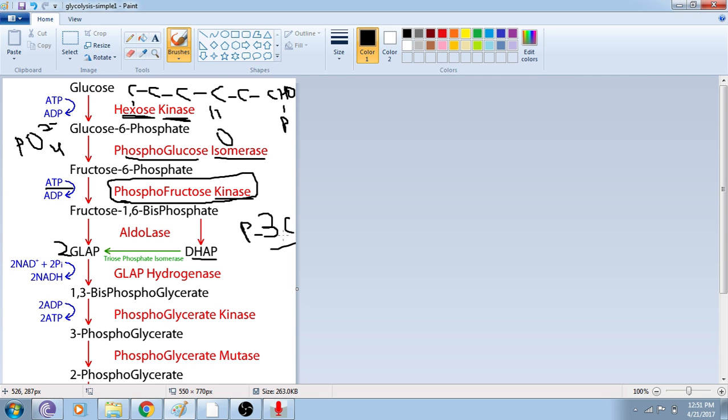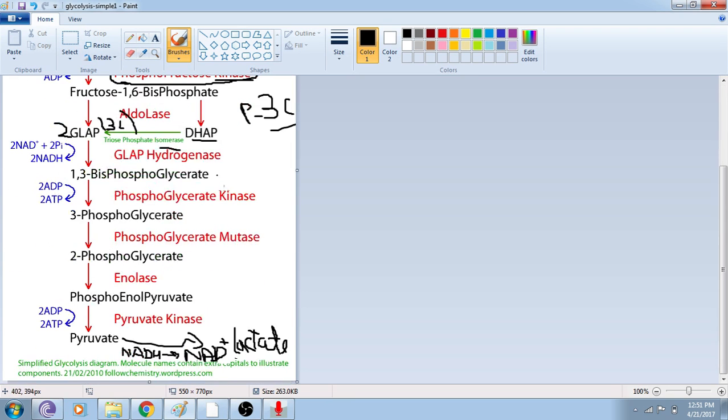That means a 3 carbon compound having a phosphorus is converted into its isomer, dihydroxyacetone phosphate to glyceraldehyde 3 phosphate, and we now have two compounds of glyceraldehyde 3 phosphate, each a 3 carbon compound. That means we converted a 6 carbon compound into two 3 carbon compounds so far.